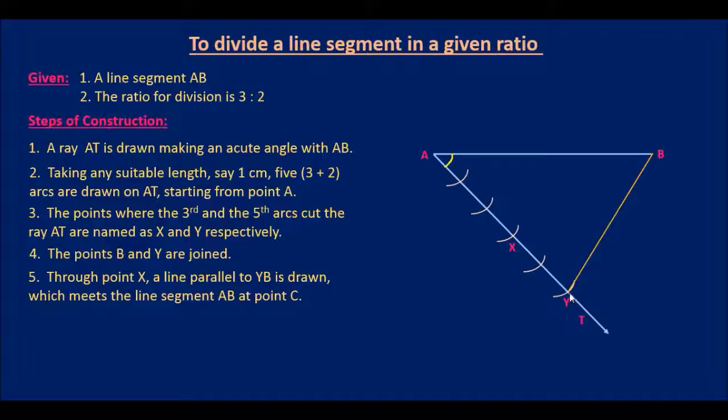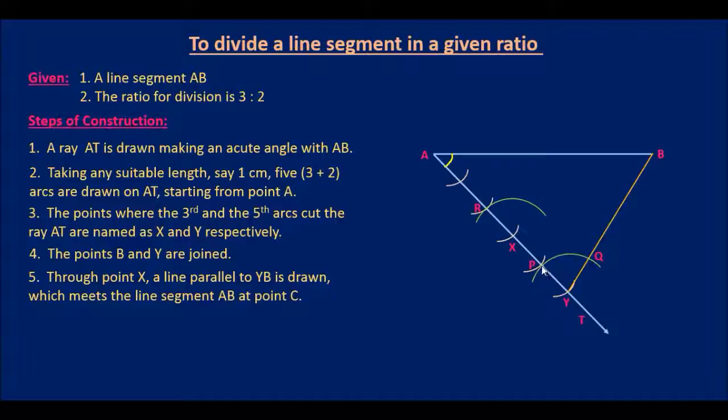For that, we place the compass needle at point Y and with any suitable radius, we draw an arc. This arc cuts this ray AT at point P and the line segment YB at point Q. And YP is the radius. Now we place the compass needle at point X, and with YP as the radius, we draw an arc. This arc cuts the ray AT at point R.